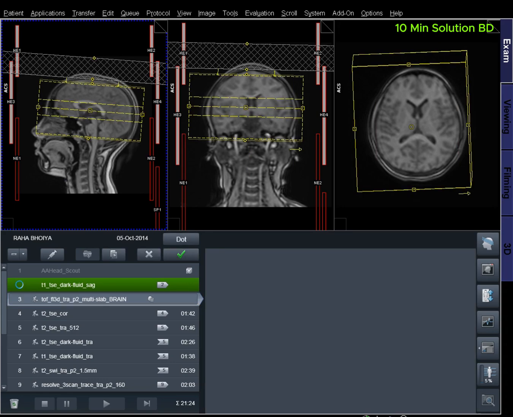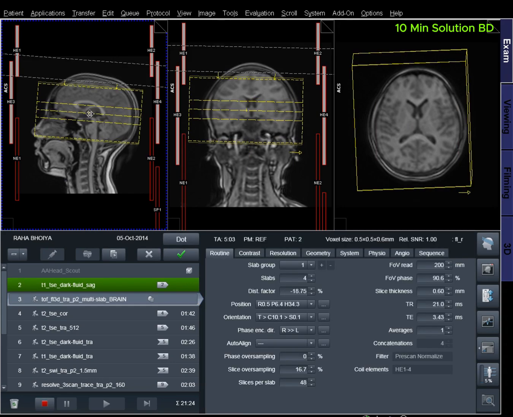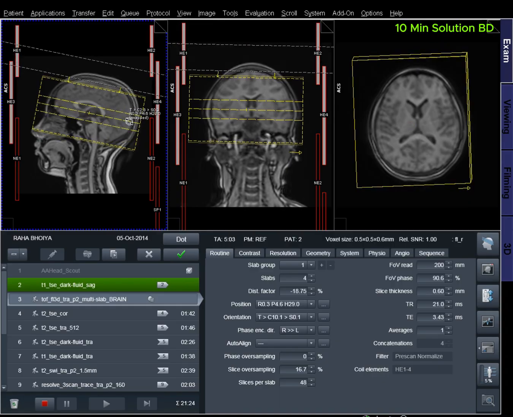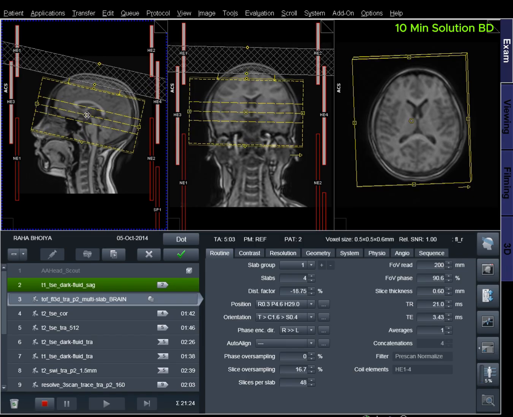Plan the axial 3D block on the sagittal plane, angling the planning block parallel to the genu and splenium of the corpus callosum. Ensure that the slices are sufficient to cover the entire circle of Willis, extending from 1 centimeter above the corpus callosum up to the line of the foramen magnum.